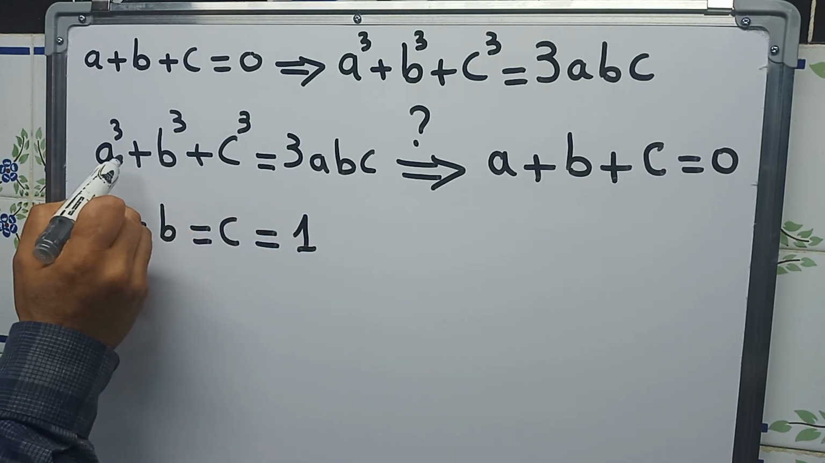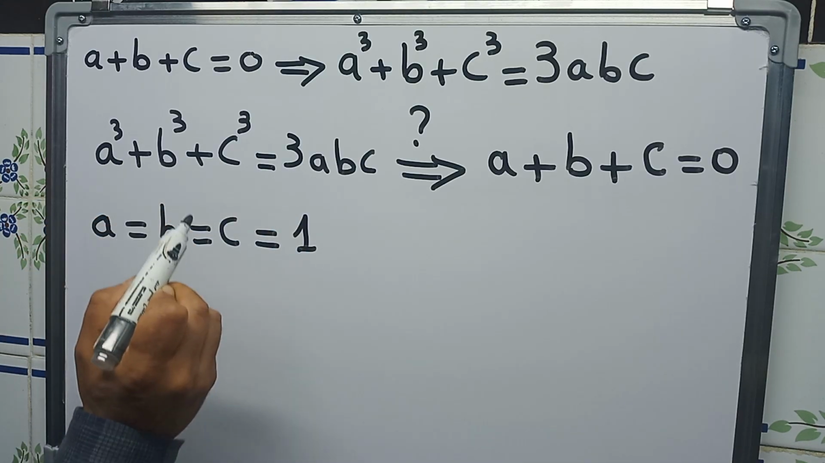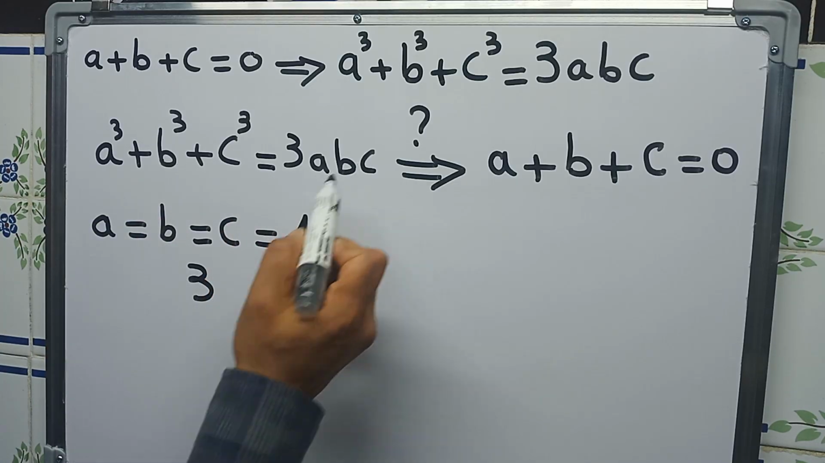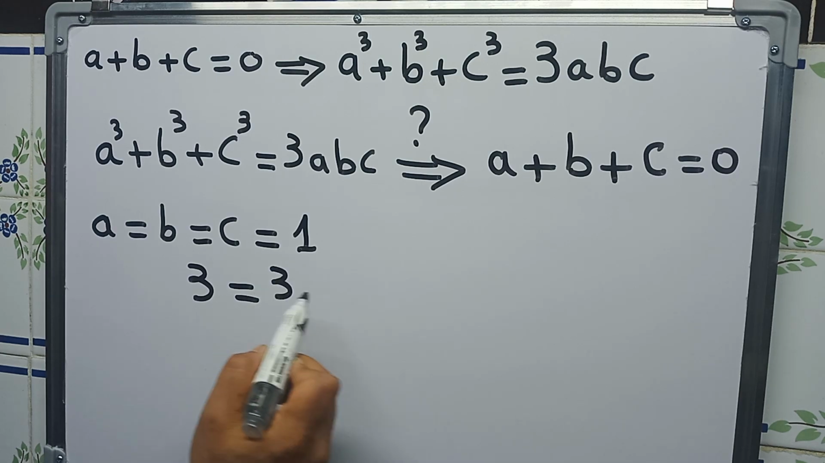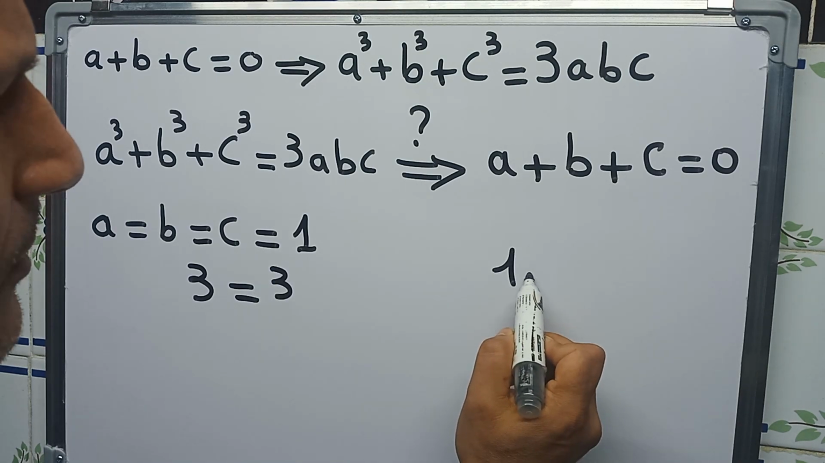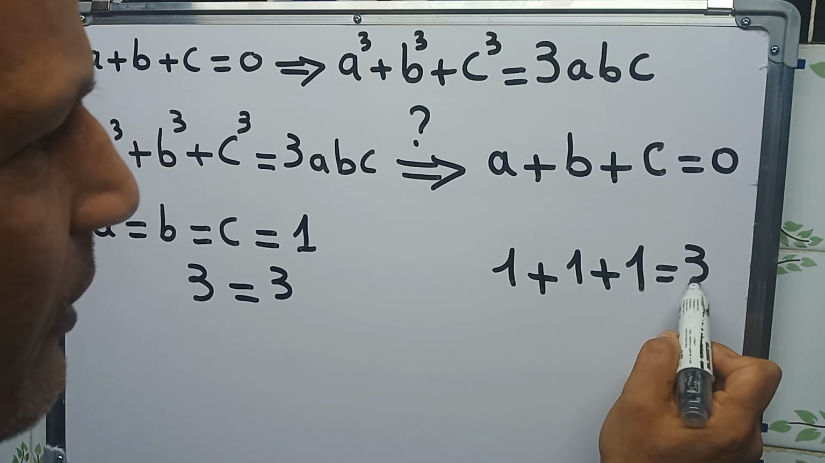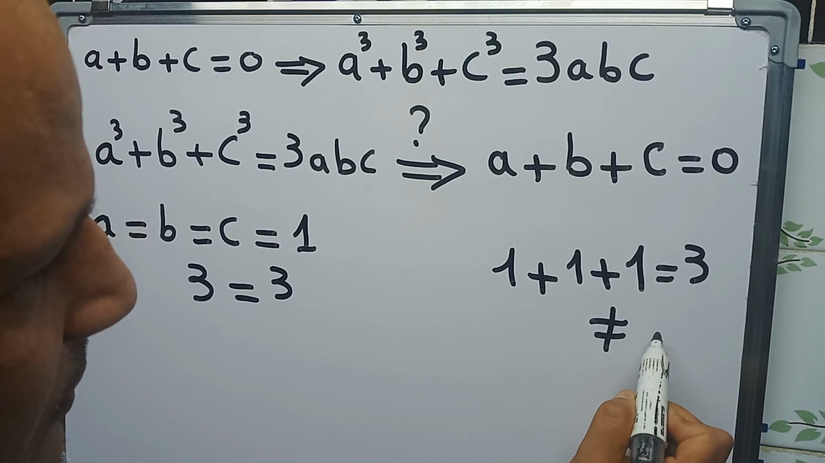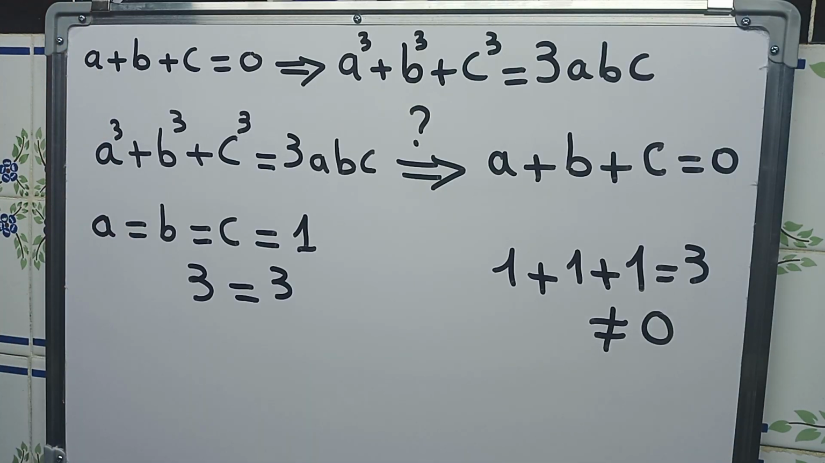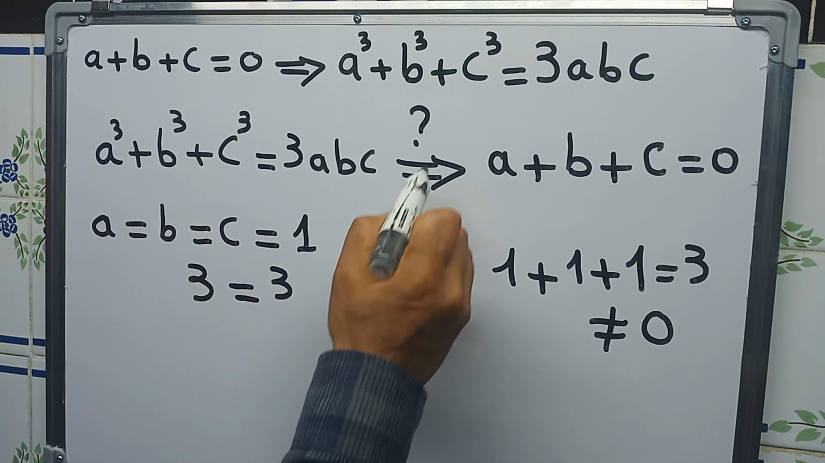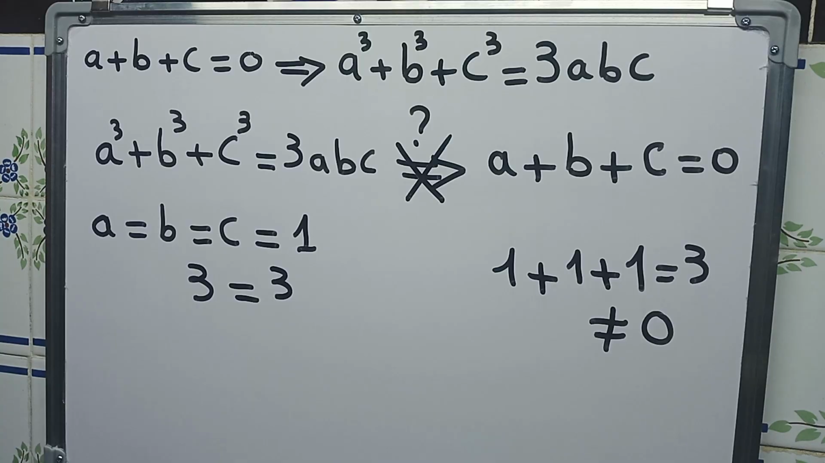And in this side we will have 1 cubed plus 1 cubed plus 1 cubed, which is of course 3. And here 3 times 1 times 1 times 1, which is 3. But in this side, 1 plus 1 plus 1 is equal to 3, and it's of course distinct from 0. So a cubed plus b cubed plus c cubed equals 3abc doesn't imply a plus b plus c equals 0. And this, of course, concludes our problem.